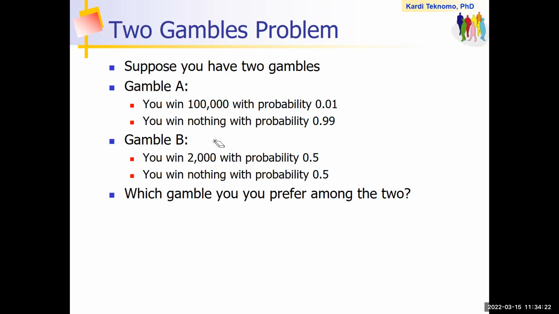For the two gamble problem, because the probability of winning is not that low and losing is not that high for you, both of you choose A. Okay, no problem. That is preference.